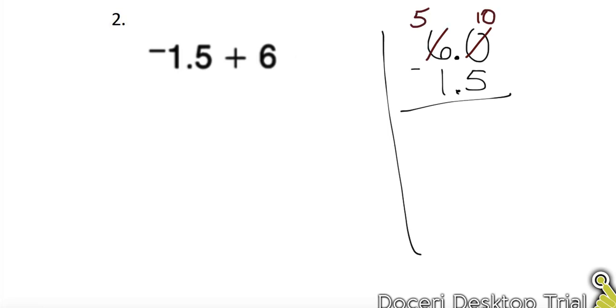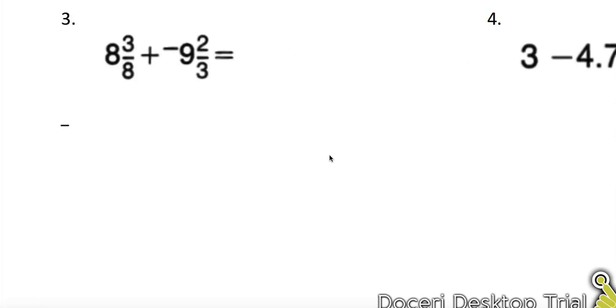10 minus 5 gives me 5. 5 minus 1 gives me 4. So my answer for this is, nope, not negative, because the 6 is the larger absolute value. So my answer is just going to be 4.5.